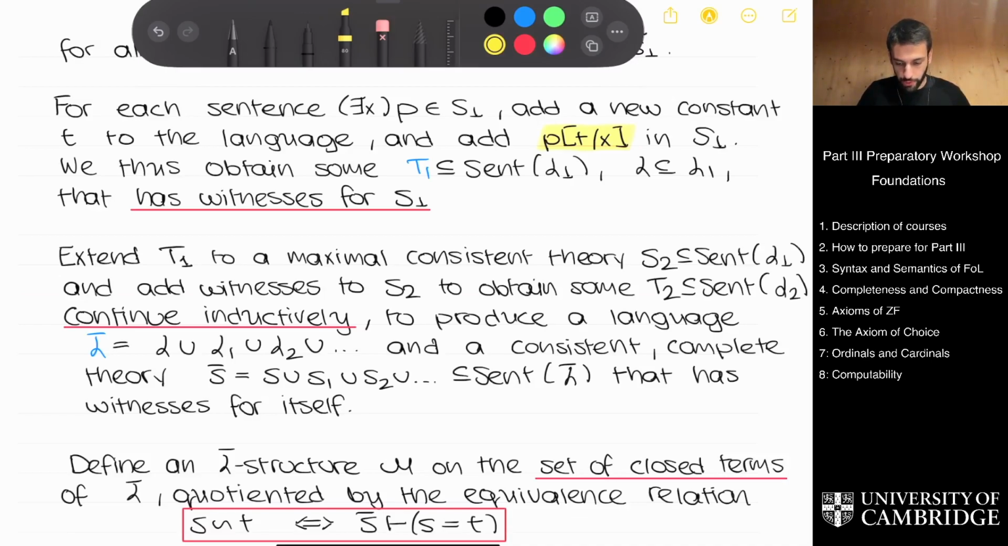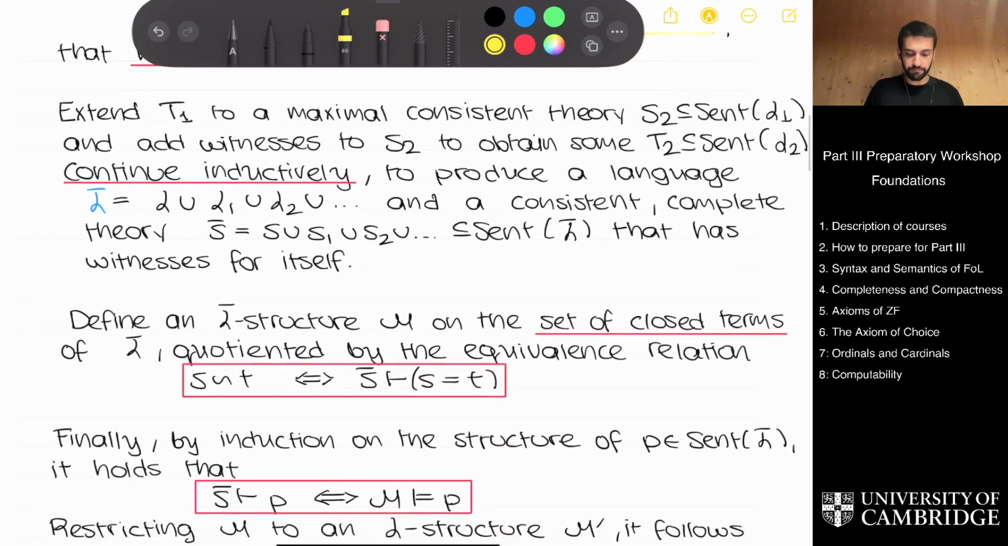Okay, so therefore we obtain an expanded language, this L1 that contains the original language, and a set of sentences T1 in this new language that has witnesses for S1. Now, the idea is that we run through the same process again. So now we extend T1 to some new maximal consistent theory, S2, in the new language L1. And we add witnesses to S2 to obtain some new theory, which is now in a new language, because we added new constant symbols. And the idea is that we continue inductively.